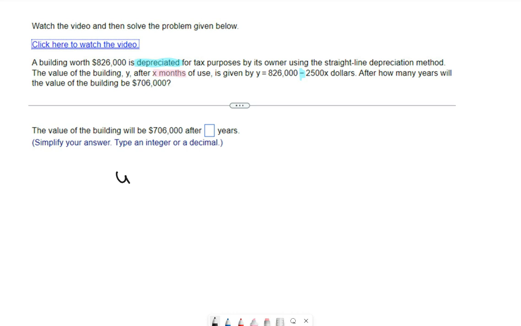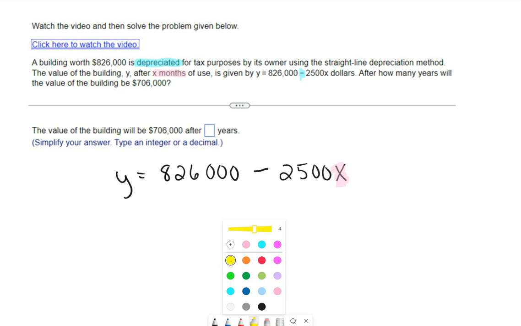So I've got Y is equal to $826,000 that it's worth. It's going to depreciate, and I can see right here it's going to depreciate $2,500 every month. Remember, X is your months, and Y is the value of the building. And they want to know after how many years will the value of the building be $706,000.